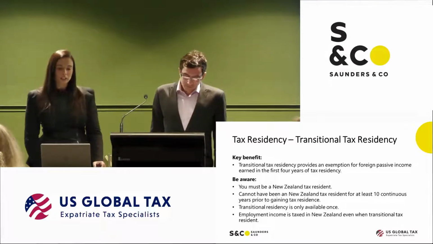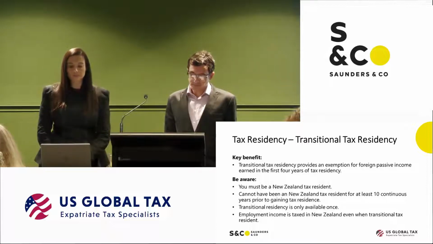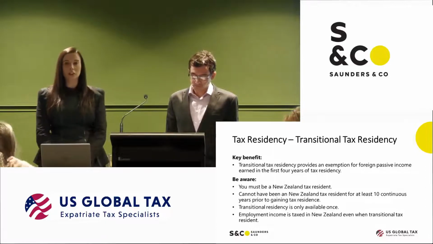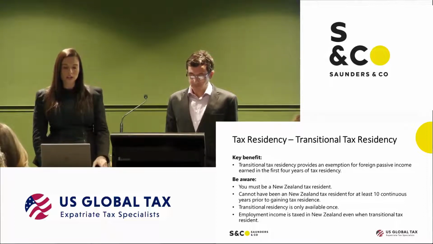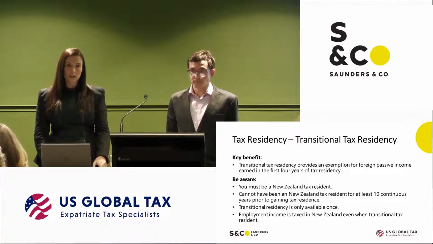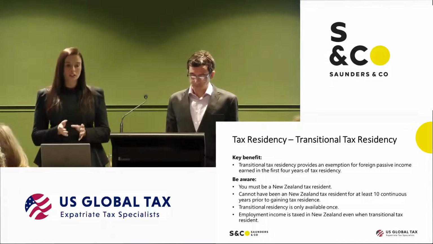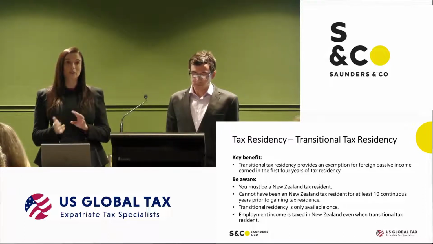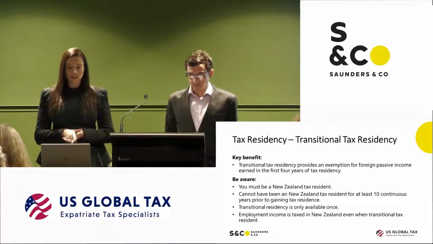So back to New Zealand tax residency, and you've probably all heard of transitional tax residency. This is a gift. Basically, it means that your first 4 to 5 years of tax residency provides you with an exemption on foreign passive income. And I say 4 to 5 because this comes back to the original question of how did you become tax resident. I see this calculated incorrectly by accountants about 90% of the time I do this.